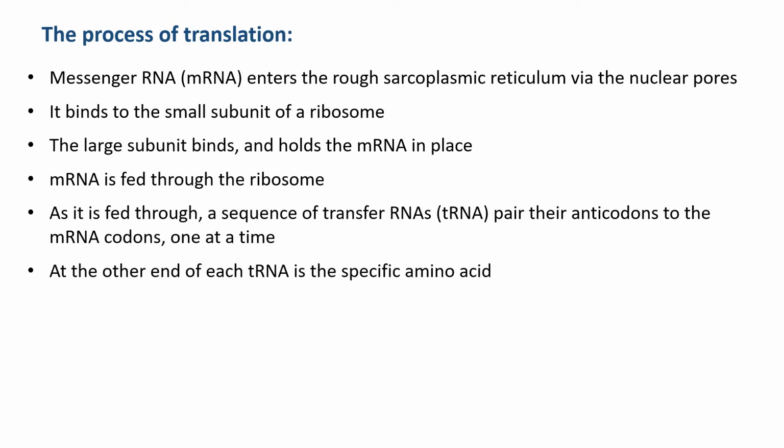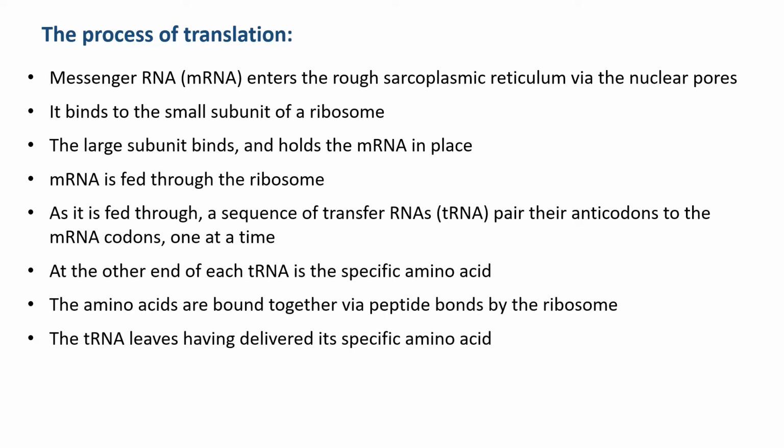As it's fed through, a sequence of transfer RNAs, remember transfer RNA has the anticodon at one end and a specific amino acid at the other end. So as it's fed through, a sequence of transfer RNAs, tRNAs, pair their anticodons to the messenger RNA codons, one at a time. At the other end, as we said, is the specific amino acid for that anticodon.